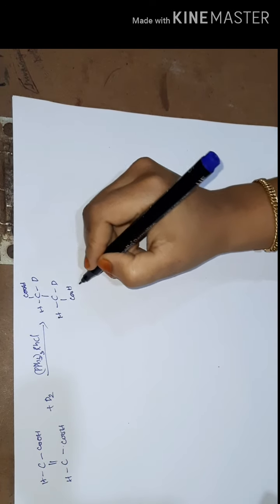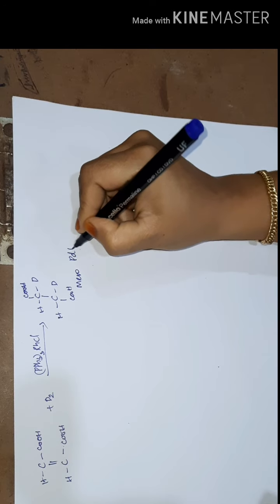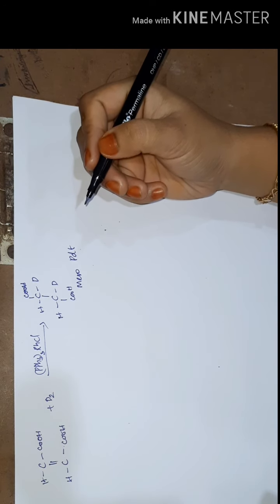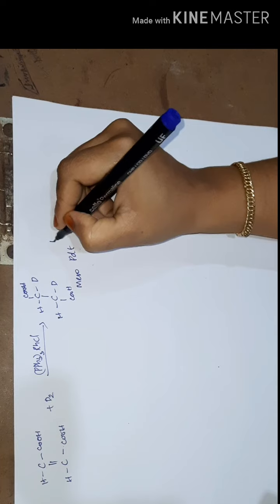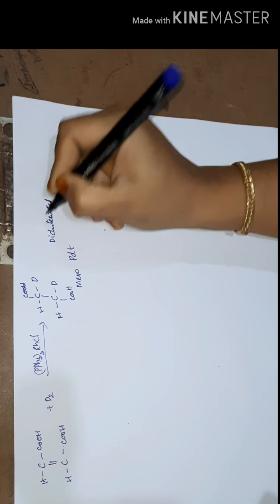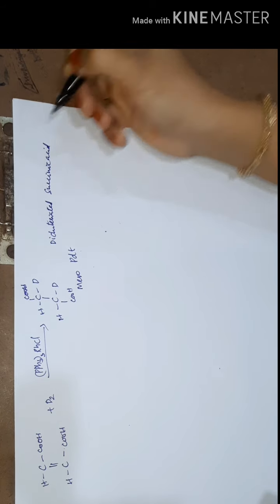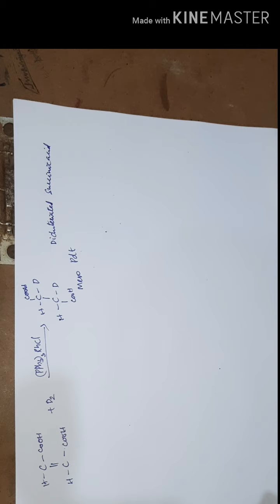Or we can say that the product is a meso product, or meso deuterated succinic acid. Meso dideuterated succinic acid is formed.